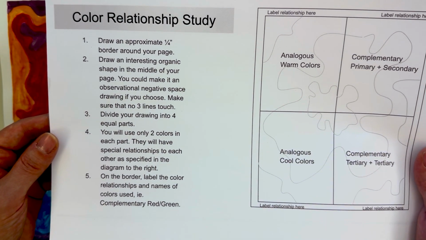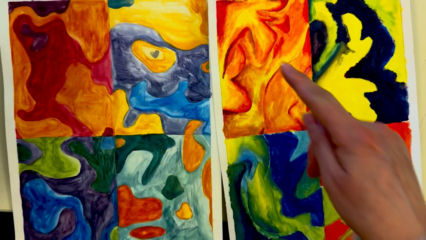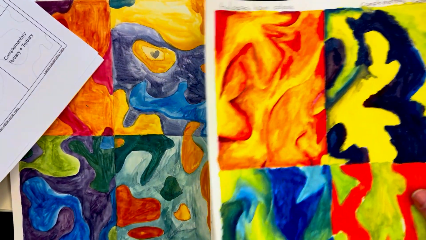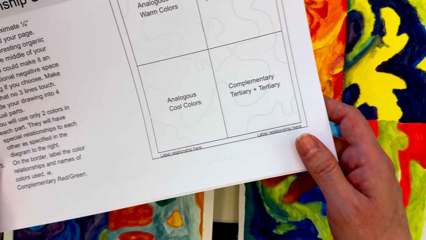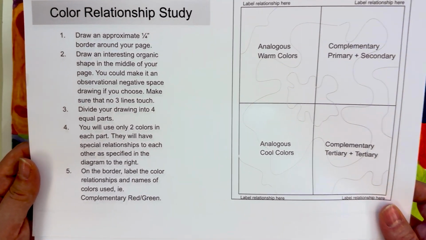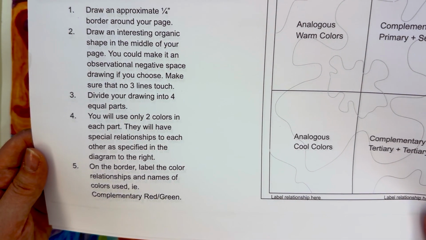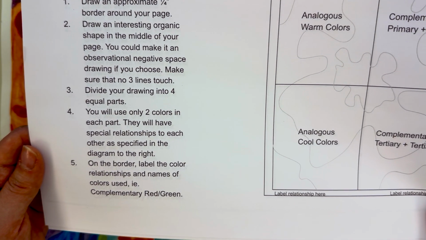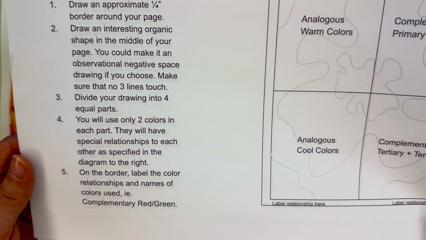So it says draw an approximate 1/4 inch border around your page. Do you see how this has this white border all the way around the page? And it doesn't have to be perfect. It doesn't have to be the exact size, just a little border. Draw an interesting organic shape in the middle of your page. You can make it an observational negative space drawing if you choose. Make sure that no 3 lines touch.